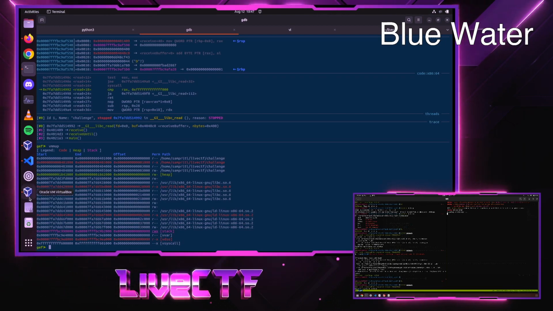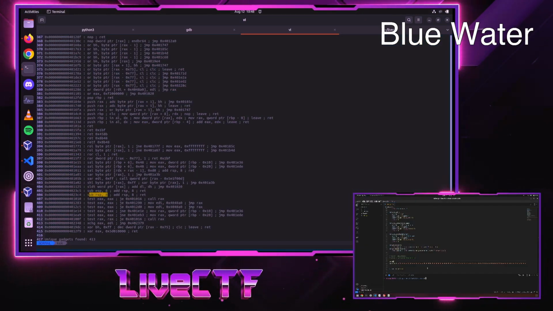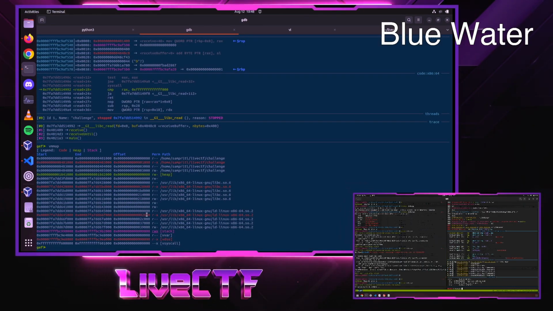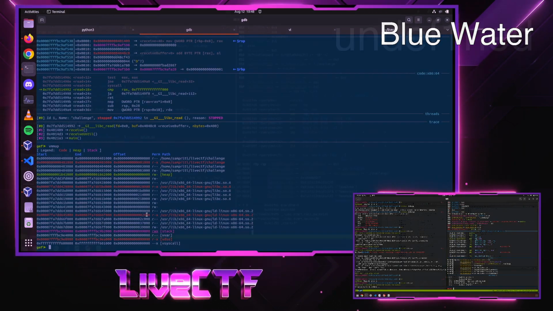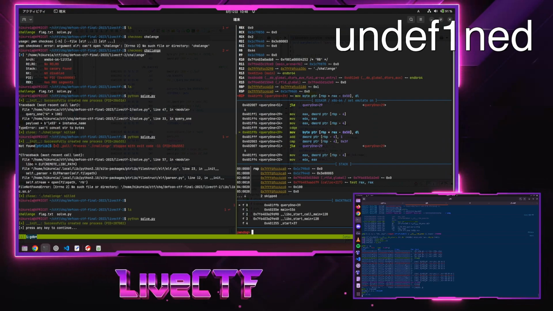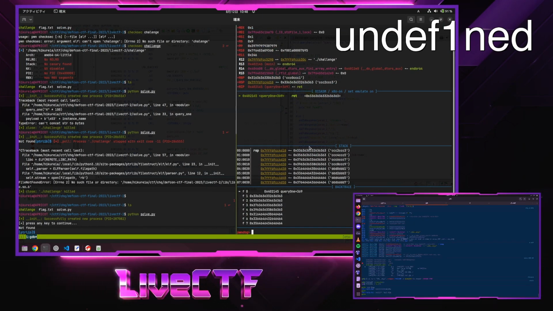Yeah. And we see over on Blue Water, they just highlighted the RWX stack. I don't think they noticed. Oh, we're back in the gadgets. Okay. But at the same time, Undefined was writing their solve script too. In their solve script, they have hard-coded binary data, so it looks like they're just fine-tuning. They're going through with a fine comb now, figuring out where it goes wrong.